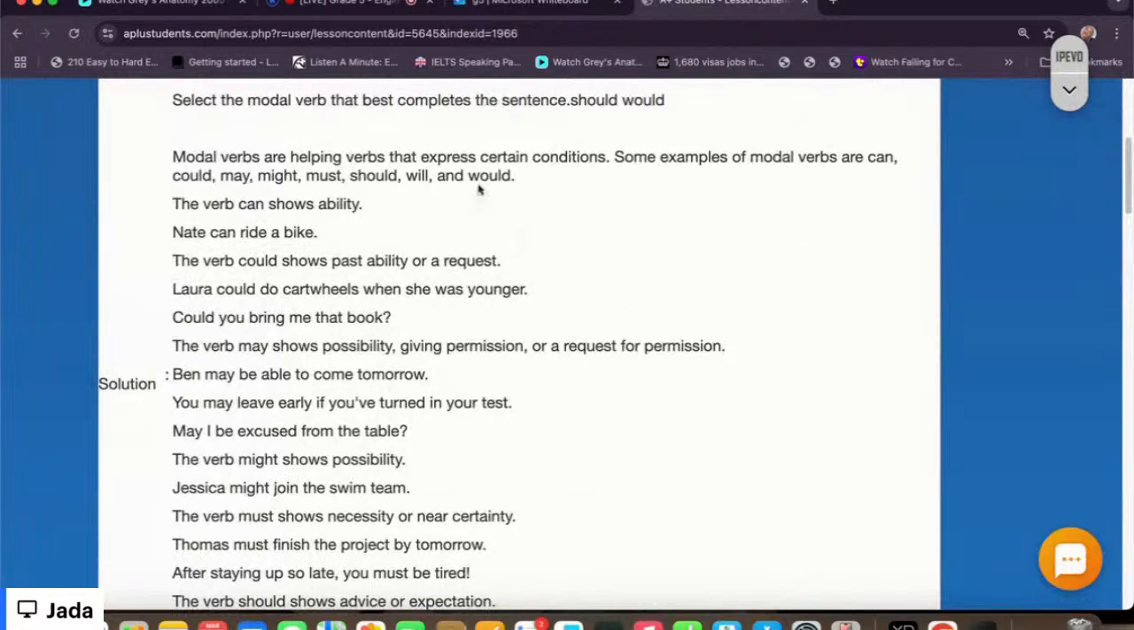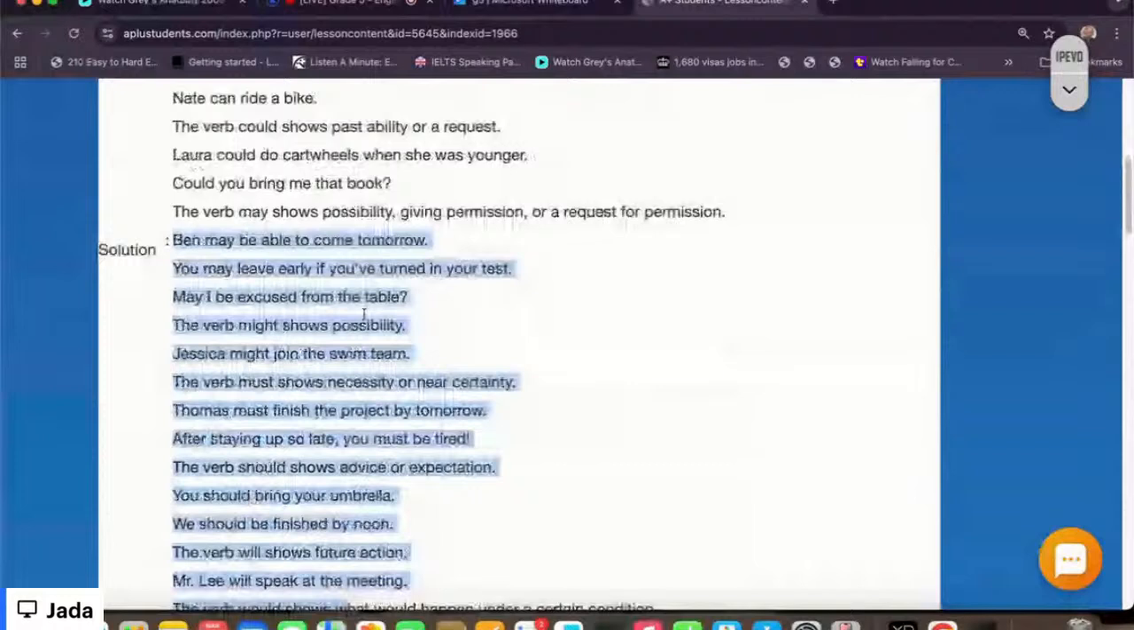So we already know what modal verbs are. They are helping verbs that express certain conditions. Some examples of modal verbs are can, could, may, might, must, should, will, and would. So we have can, that shows ability. We have could, that shows past ability or request. We have may, that shows possibility, giving permission or request for permission.